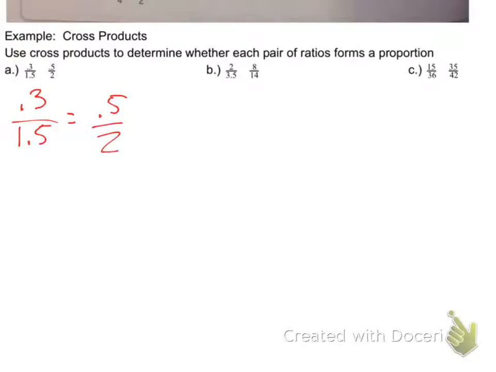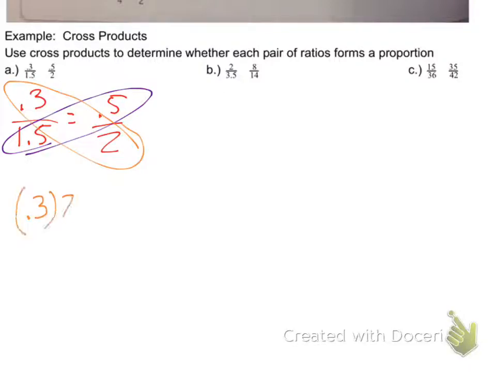Guys, there's a whole bunch of decimals on this thing. I don't want to mess with this. I don't like decimals inside fractions, first of all, in the long run. But one easy way to take care of this is to just cross-multiply. Multiply those, and multiply those, and they should be equal. So the question is, is 0.3 times 2 equal to 1.5 times 0.5?